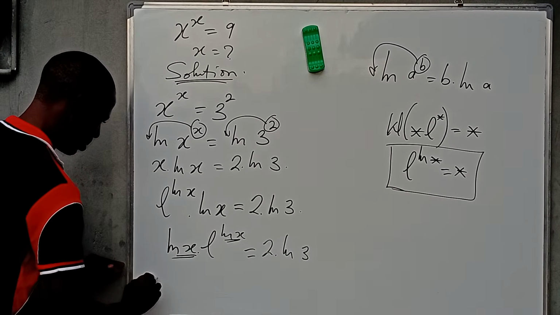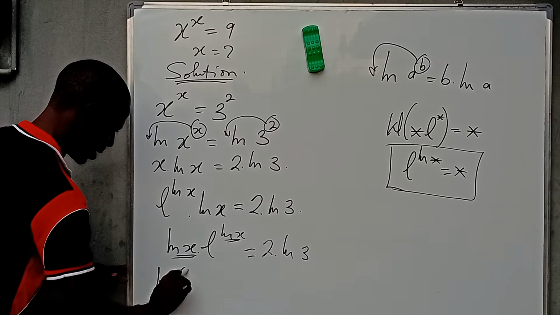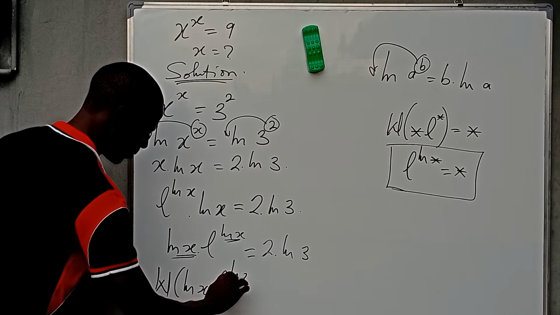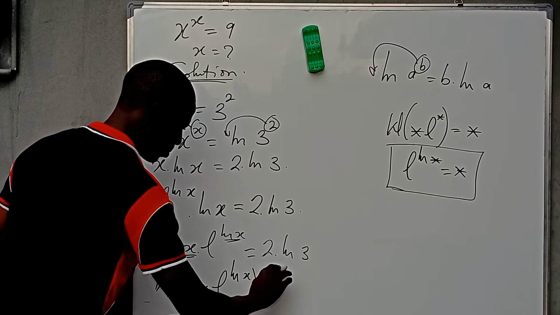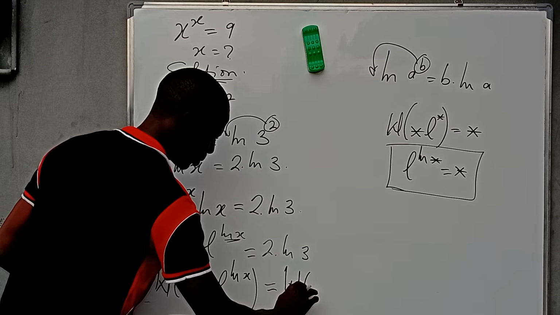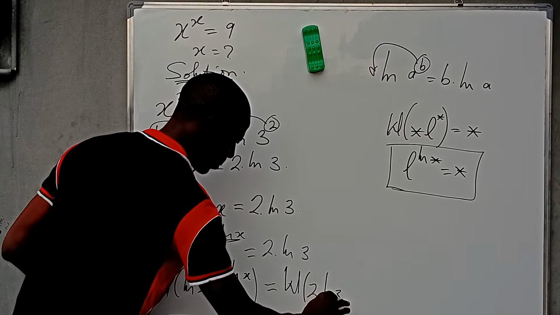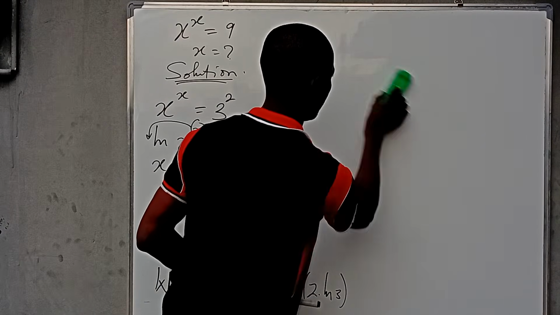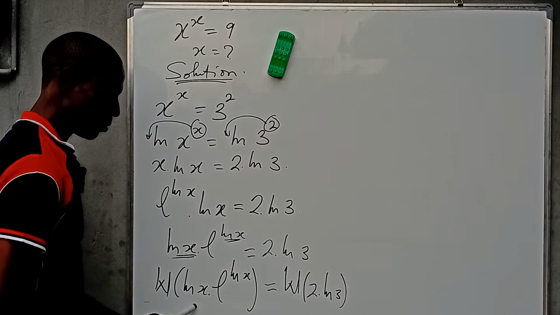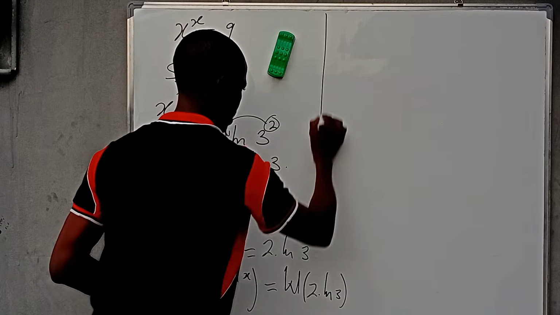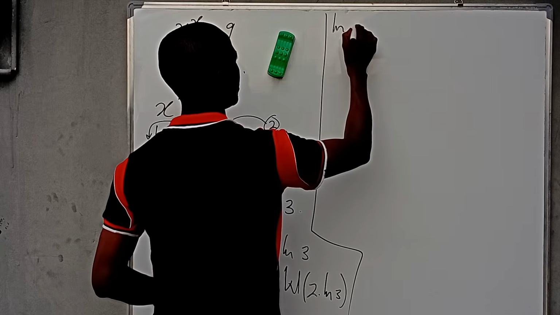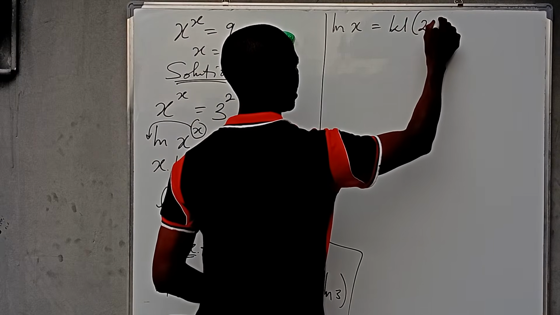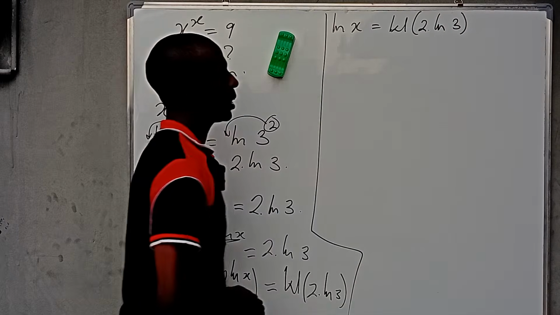So apply the W to both sides. We're going to have W of the ln of x times e raised to the ln of x close bracket equal to, we equally take the W of 2 times the ln of 3 close bracket. Now from here, we're going to come up with just the ln of x. So this side is going to give us the ln of x is equal to the W of 2 times the ln of 3 close bracket.